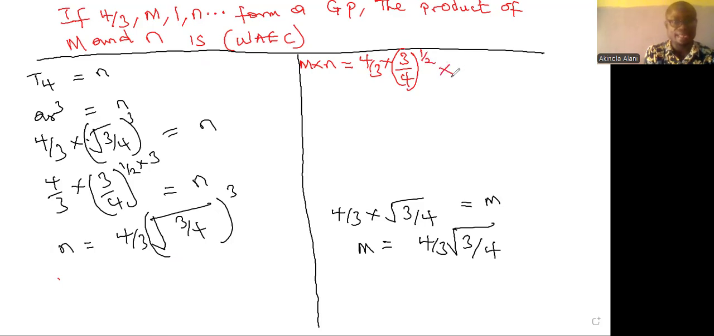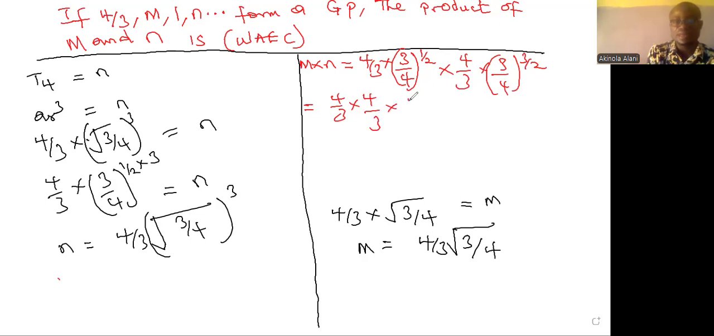Then multiply by my n. My n is 4 over 3 into the square root of 3 over 4 raised to power 3. And that can be written as 3 over 4 raised to the power of 3 over 2. Now, if I apply law of indices here, this is going to give me 4 over 3 times 4 over 3, then times 3 over 4. Since they have the common base, 3 over 4, I can add their powers. So that is 1 over 2 plus 3 over 2.